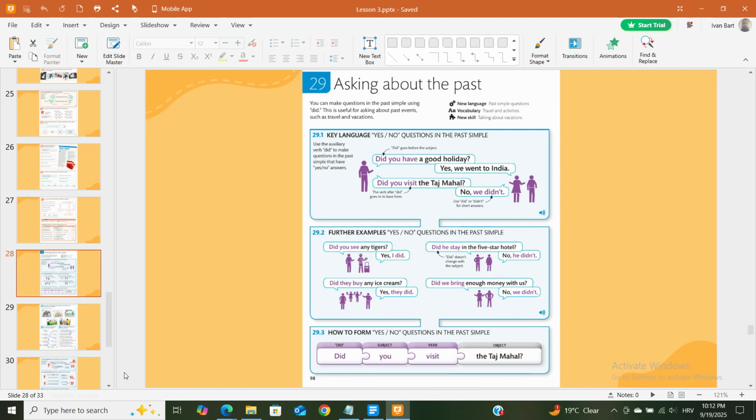29.2 Further examples, yes-no questions in the past simple. Did you see any tigers? Did he stay in the 5-star hotel? Yes, I did. Did doesn't change with no: he didn't. Did they buy any ice cream? Yes, they did. Did we bring enough money with us? No, we didn't. 29.3 How to form yes-no questions in the past simple. Did, subject, verb, object. Did you visit the Taj Mahal?